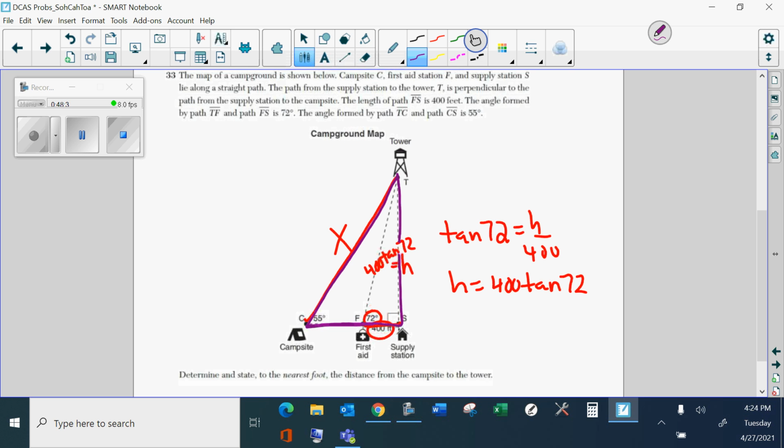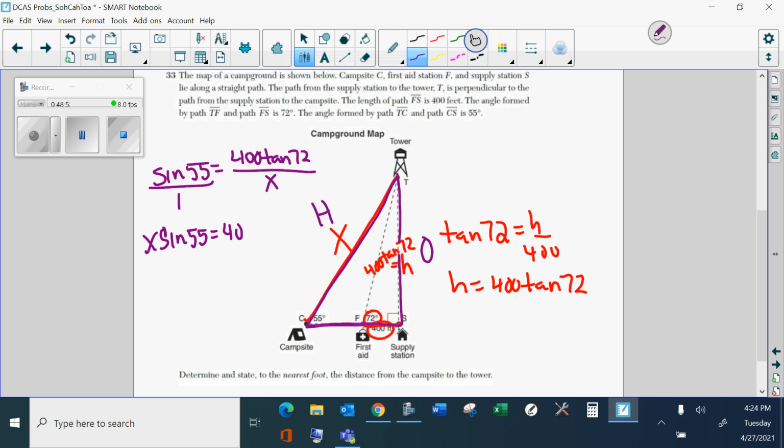So now I'm using this big triangle, and that's the opposite over the hypotenuse, which is sine. So the sine of 55 equals the opposite, which is 400 tan 72, over the hypotenuse x. Cross multiply, x sine 55 equals 400 tan 72. Last step, divide both sides by sine 55. This is just pre-algebra steps, or algebra 1 if you want to say that. And now we can approximate that final answer, because we got exact answers right there.